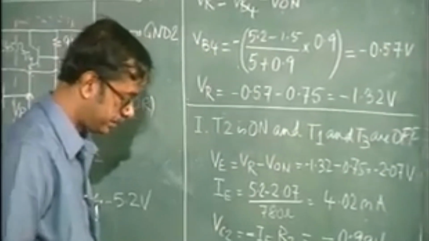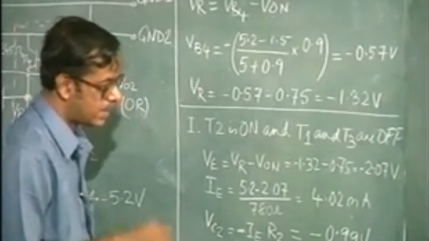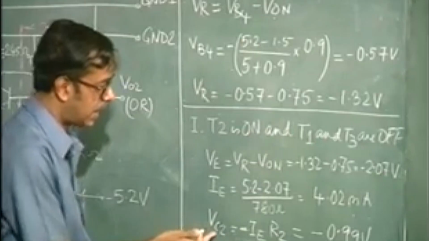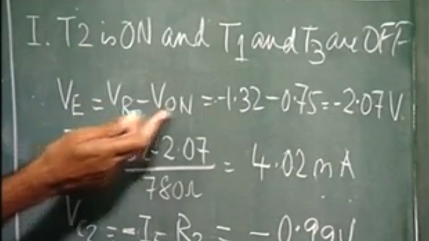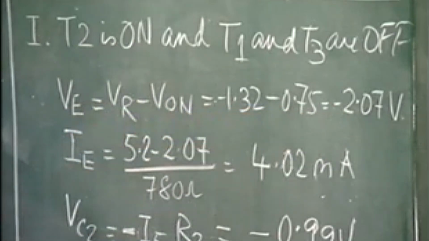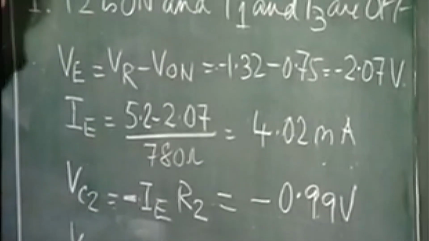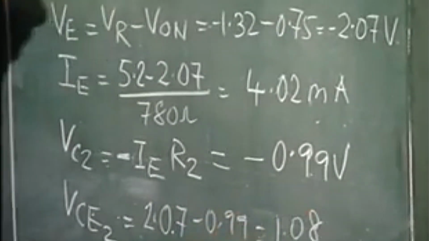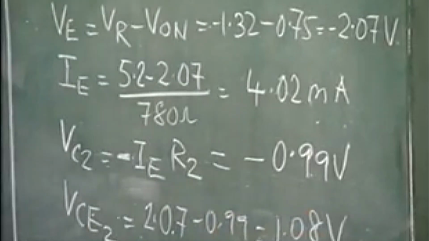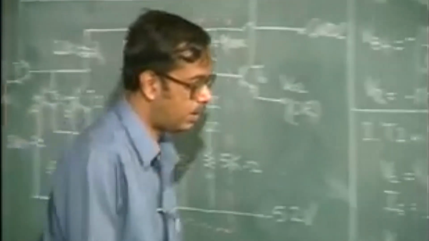Now, just for the sake of checking, this is the collector voltage, and what is the emitter voltage? Minus 2.07. So VCE of the transistor T2, say VCE2, is 2.07 minus 0.99, so it is 1.08 volts. Which means that this transistor is in the active region. It is not in saturation, that is ensured.